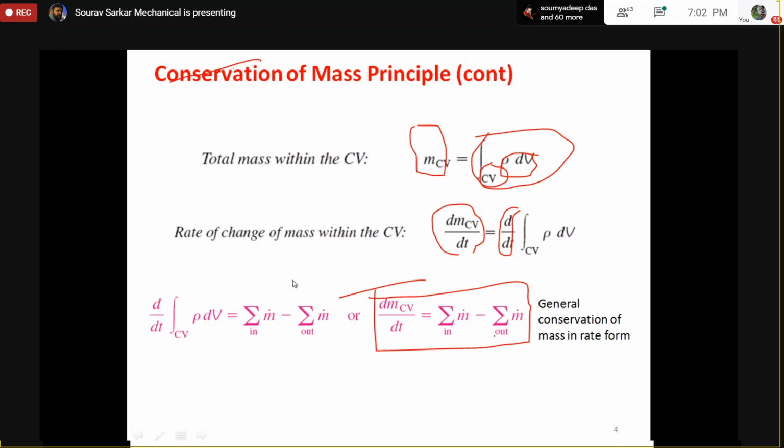So summation of mass in minus summation of mass out equals the rate of change of the mass of the control volume. Whenever you see this example or this formula, just try to imagine the bathtub situation. Okay, so now I am giving one example.